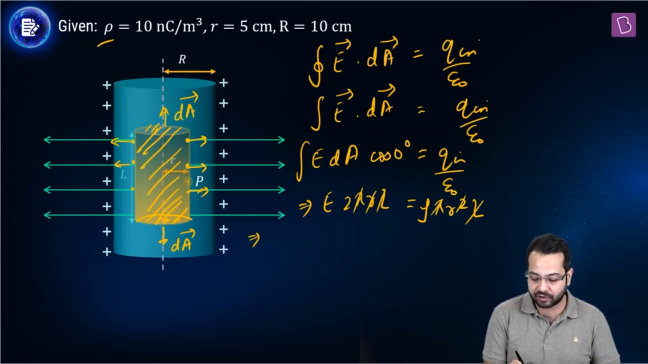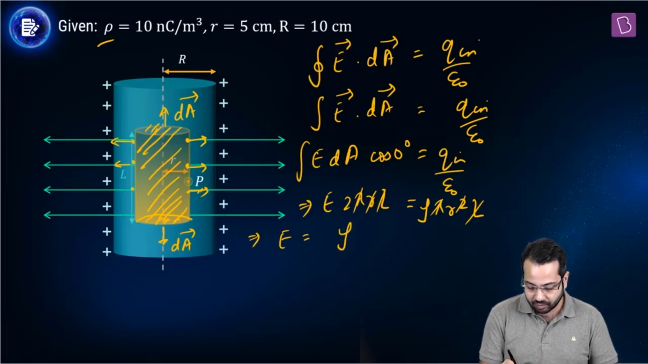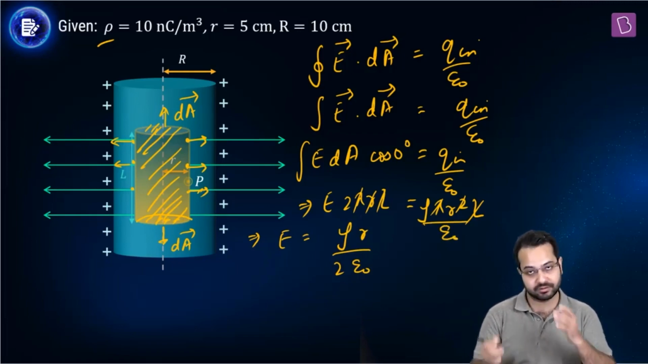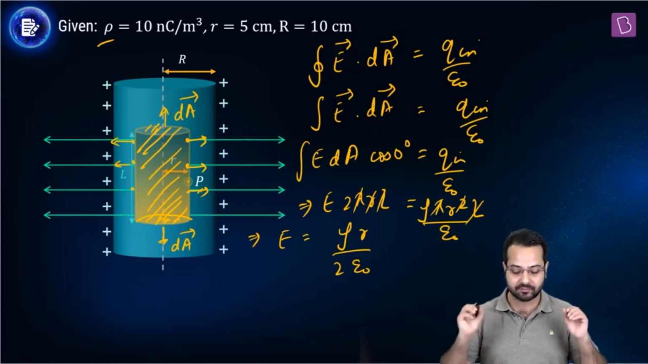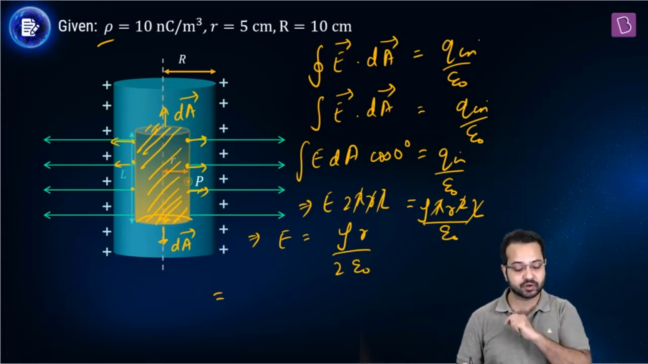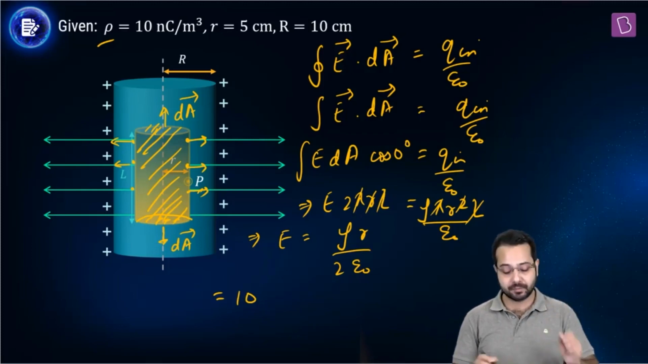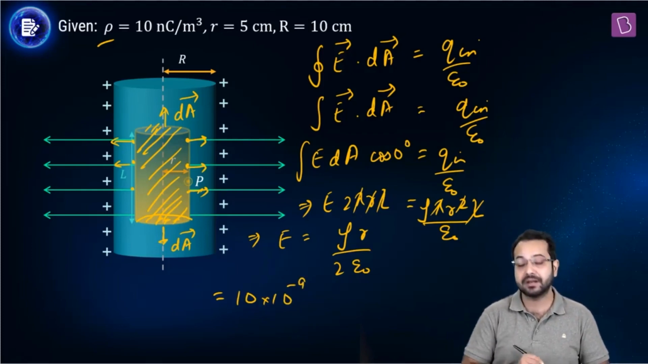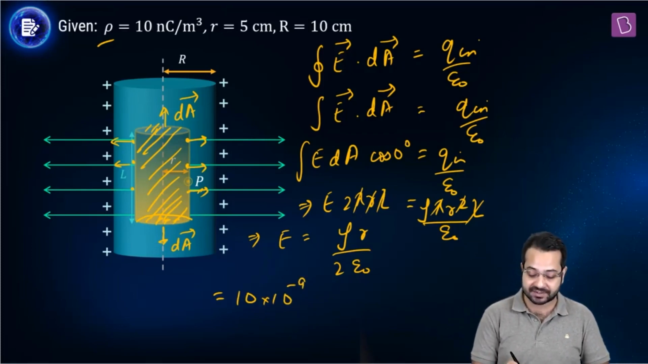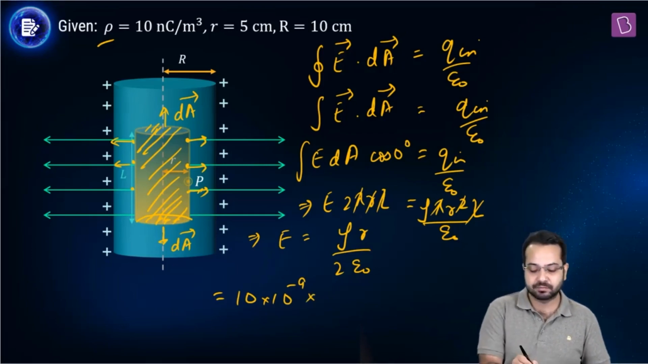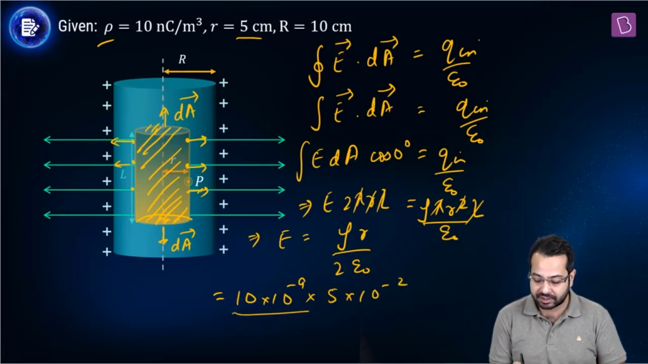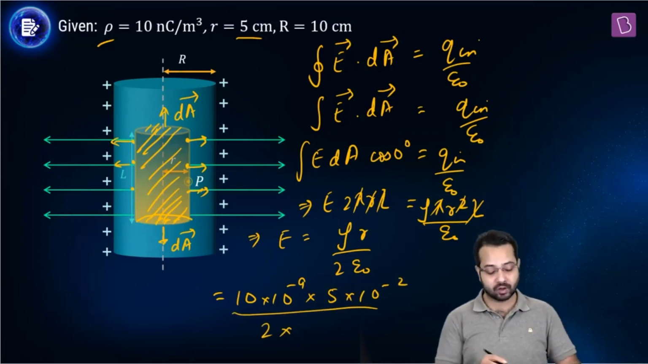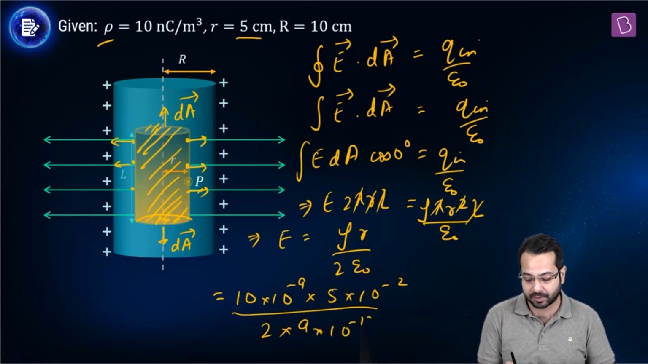So we are left with E is equal to rho r upon 2 epsilon. Sorry, I missed the epsilon naught here. Q enclosed upon epsilon naught. So E is equal to rho r upon 2 epsilon naught. Now all we need to do is do the substitution. What is rho? 10 nanocoulomb per meter cube. I'll have to multiply it by 10 to the power minus 9 to make it SI units. Multiplied by small r, which is 5 centimeter. I'll have to convert that to meter. Divided by 2 into epsilon naught, which is approximately 9 into 10 to the power minus 12.